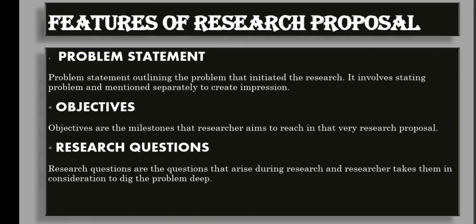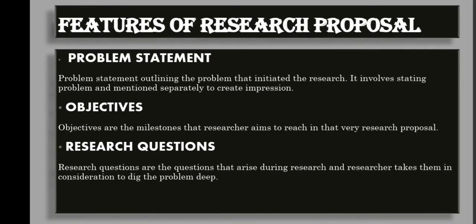Next, features of a research proposal include the problem statement, which is a crucial element of a research proposal. It is a general statement outlining the problem that initiated the research. It involves stating problems and mentioning them separately to create impressions. A lot of problems arise when a researcher starts doing research. That's a logical thing. And there are areas of concern, difficulties, or points that need attention. So simply putting them in a statement as a problem statement helps the reader get to know the importance of the topic being studied, and it places the topic in a particular context. It can set a framework for reporting the results. So, the research problem statement is of crucial importance.